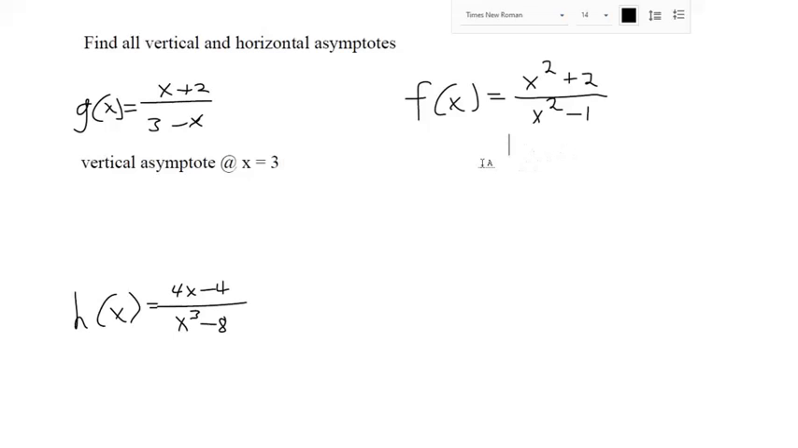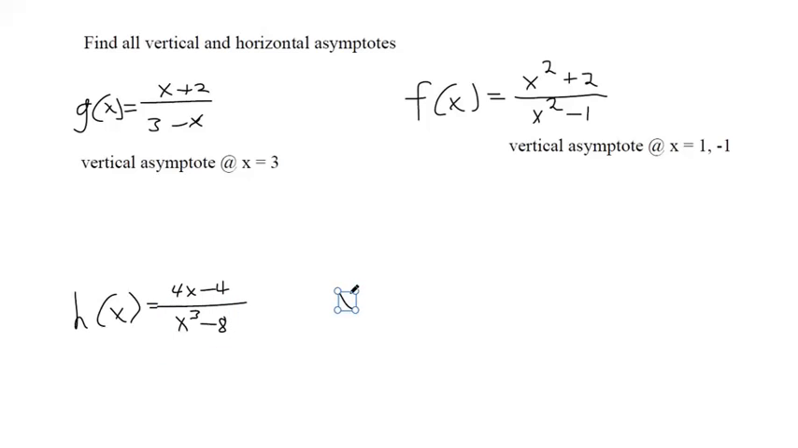Okay, and then over here, vertical asymptote at x equals 1 and -1. Because x equals -1 squared is +1, and +1 minus 1 makes 0. That causes a divide by 0 error. So those two things cause us to have vertical asymptotes.